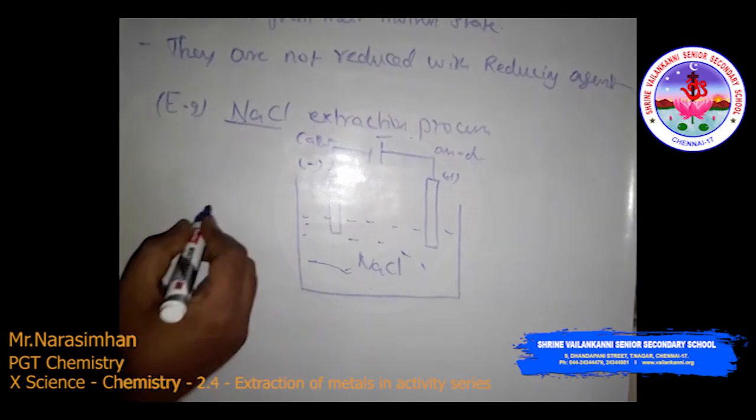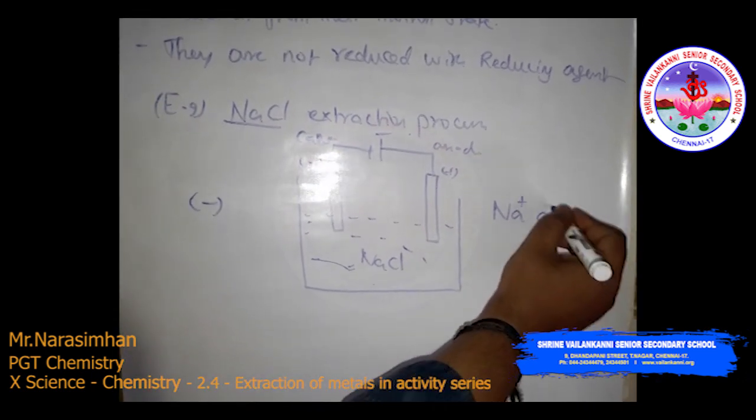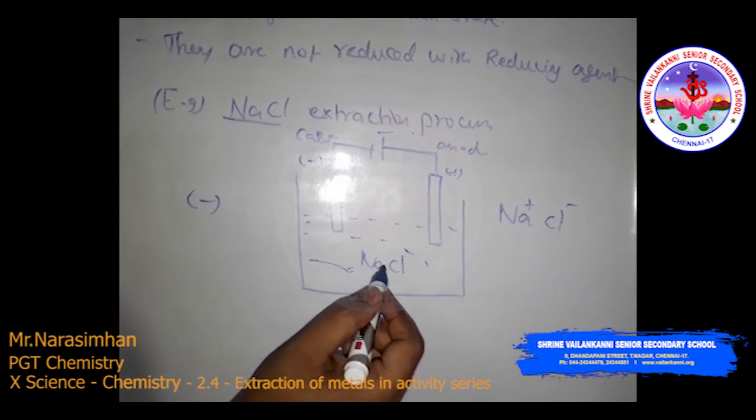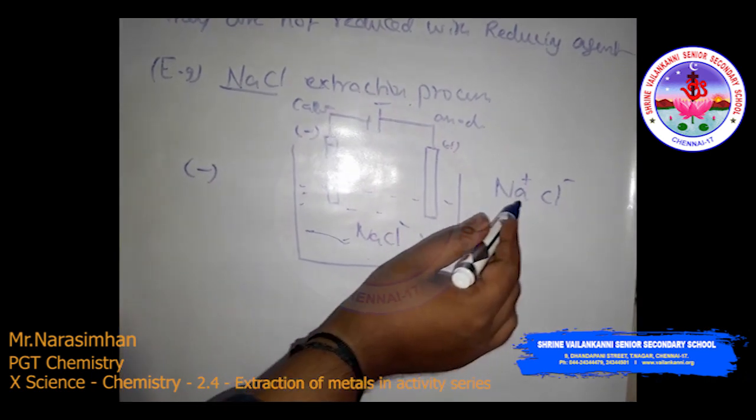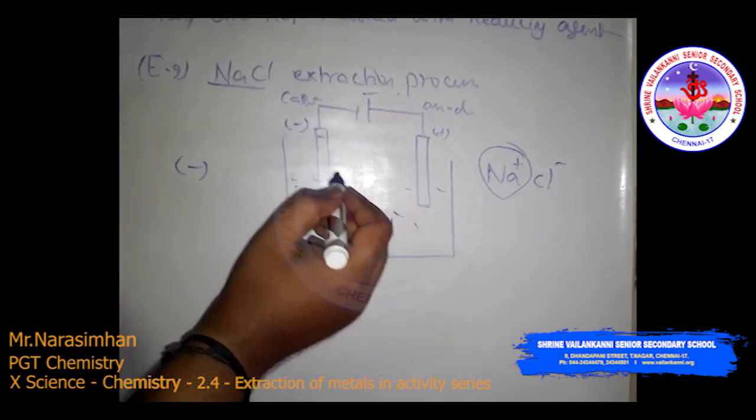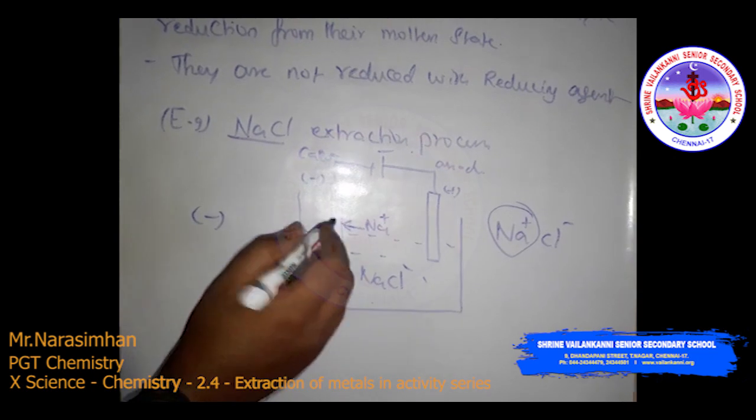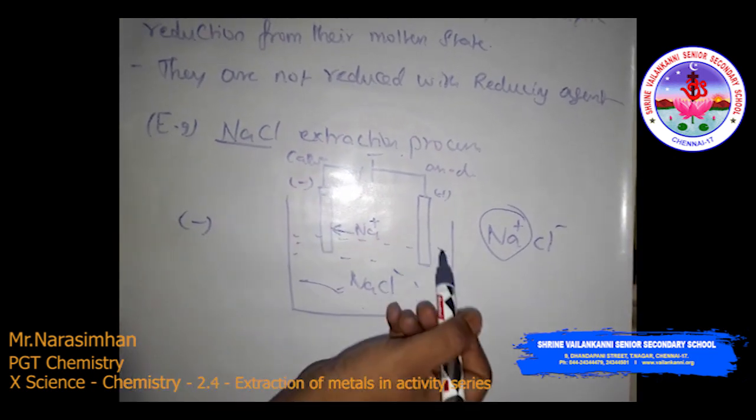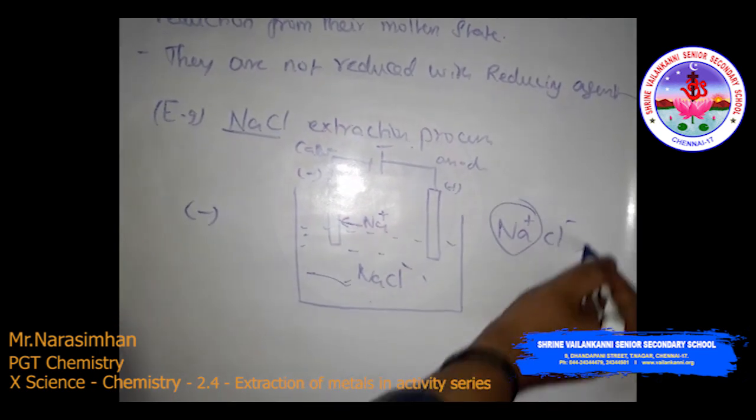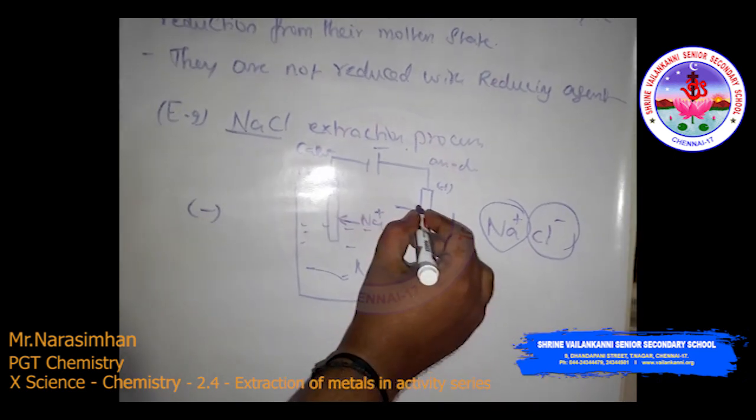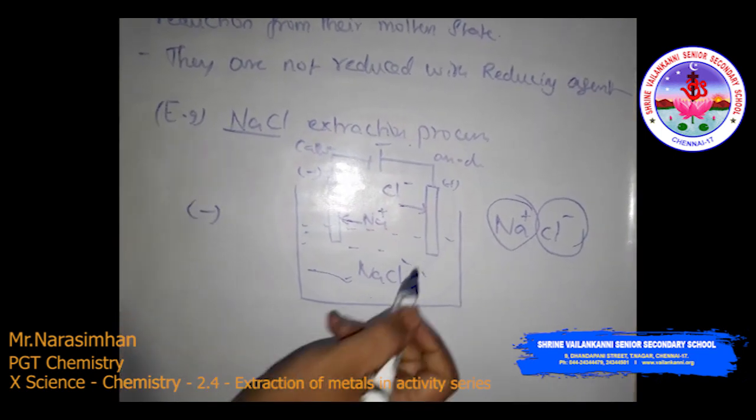So what are the ions here? The NaCl gives Na plus and Cl minus. The metal is deposited on the cathode, because the cathode is negatively charged and the metal ion is positively charged, so it is attracted there. So the Na plus is deposited at the cathode, and the chlorine is liberated at the anode, because the anode is positively charged and Cl minus is negatively charged, so the chlorine is not deposited but liberated on the anode.